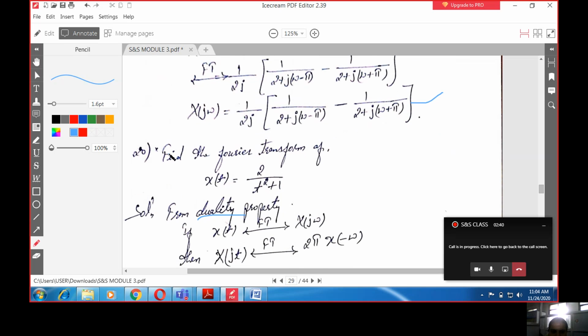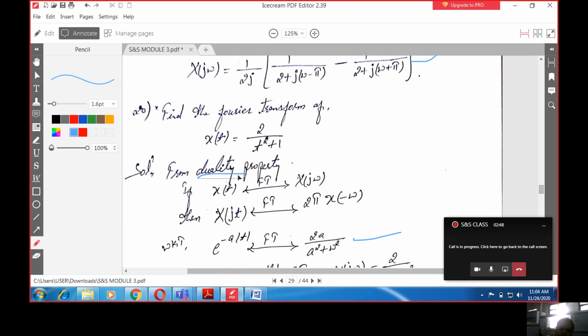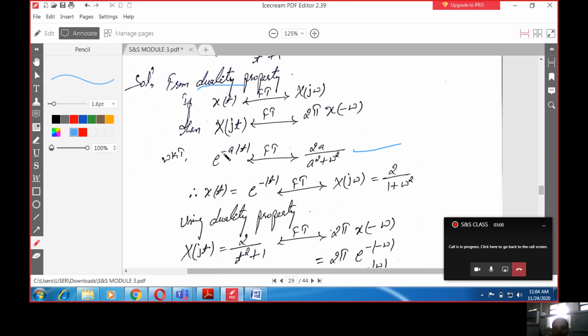Then the next problem is: find the Fourier transform of x(t) equals 2 divided by (t² + 1). Using the duality property, what is the duality property telling you? If x(t) has Fourier transform X(jω), then X(jt) has Fourier transform 2π x(-ω). Then we know that e^(-a|t|) has Fourier transform 2a divided by (a² + ω²). If I consider e^(-|t|), then the Fourier transform is going to be 2 divided by (1 + ω²).